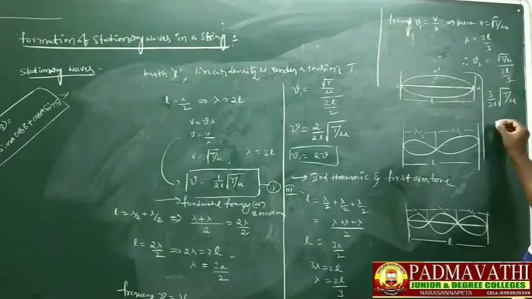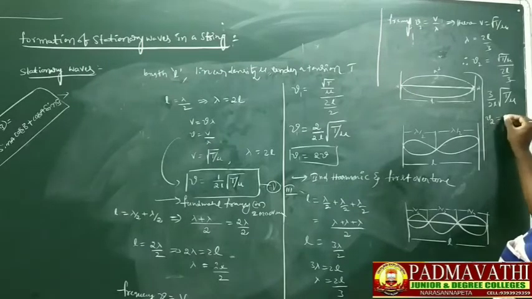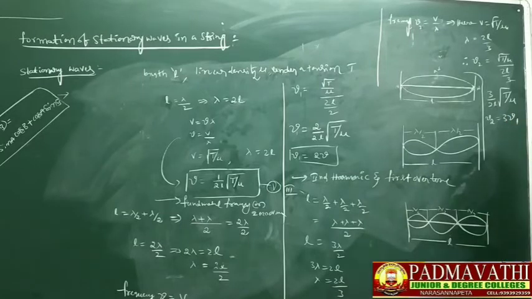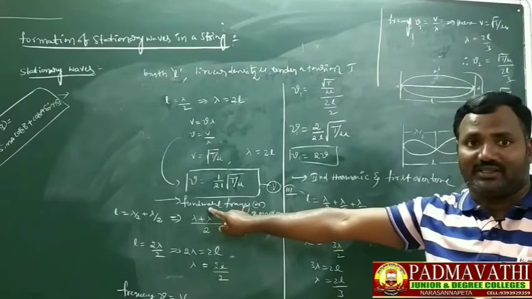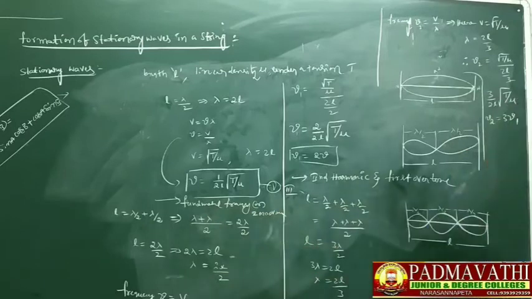Okay, so now we discuss nu 2 is equal to 3 nu 1. Why? Here 1 by 2L into root T by mu is equal to the fundamental frequency, that is denoted nu 1. So therefore nu 2 is equal to 3 nu 1. Okay, so this is said to be the third harmonic or second overtone.